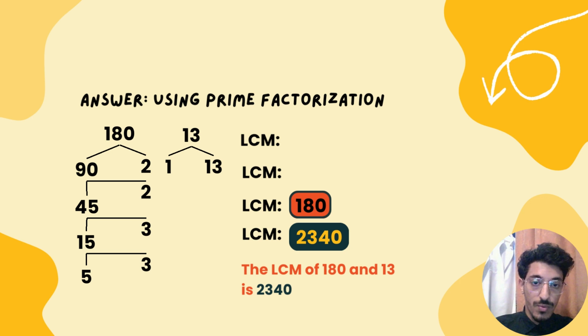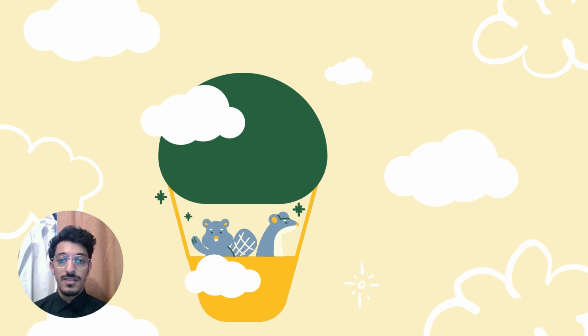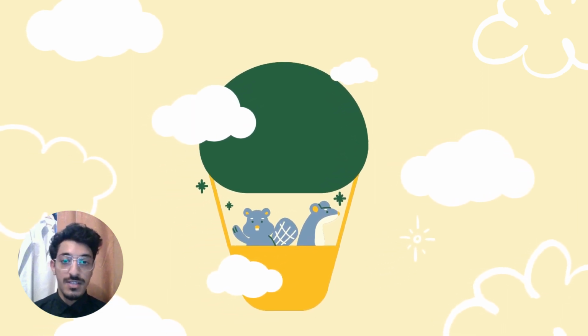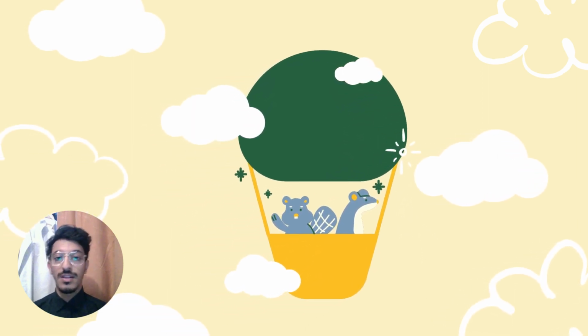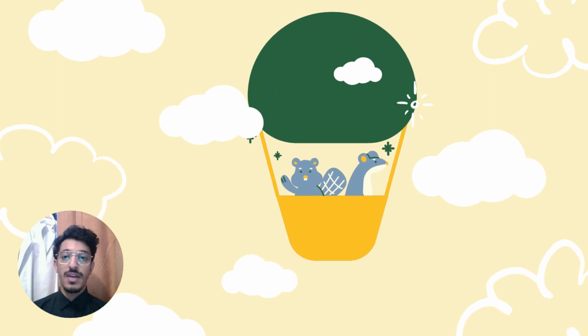So then we will multiply all of them. It will give us 2,340. So the LCM of 180 and 13 is 2,340. That's all the explanation that we have done regarding LCM and GCD.